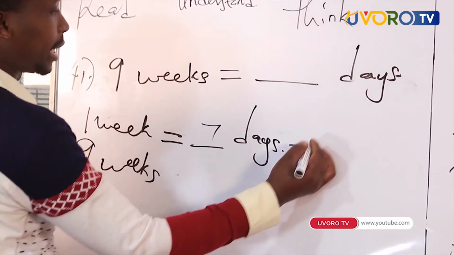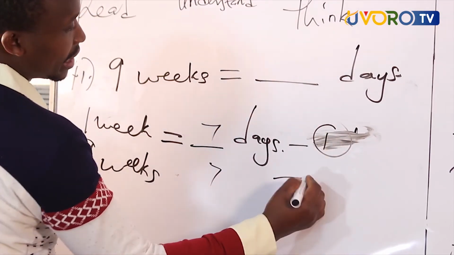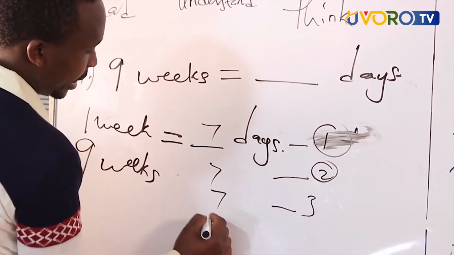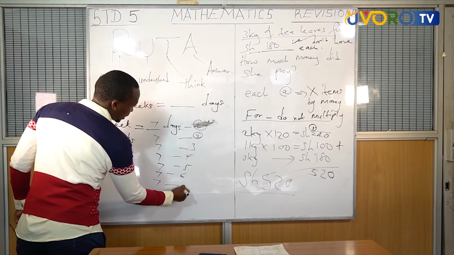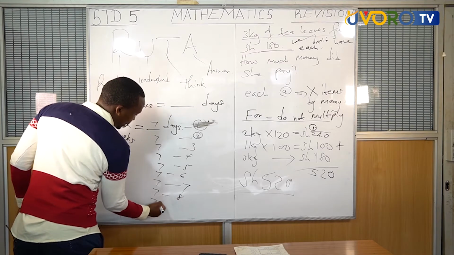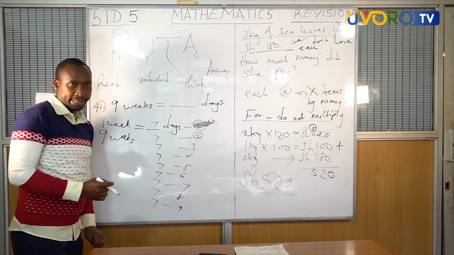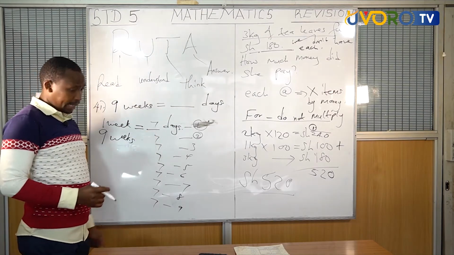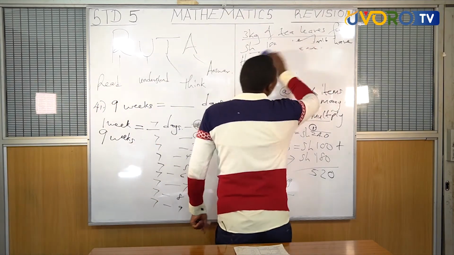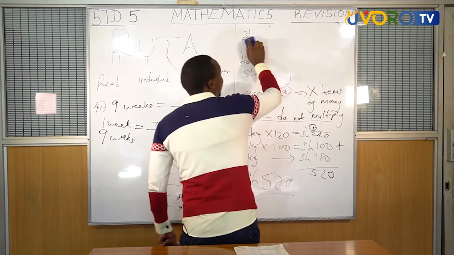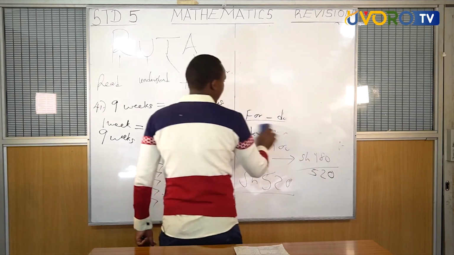The first week, this is 1. We go to another 7, 2, 7, 3, 7, 4, 7, 5, 7, 6, 7, 7, 7, 8, 7, 9. Now, those are 9 weeks, having 7 days. So what do you do to our thinking, class 5s?